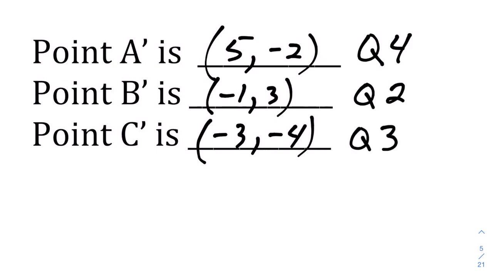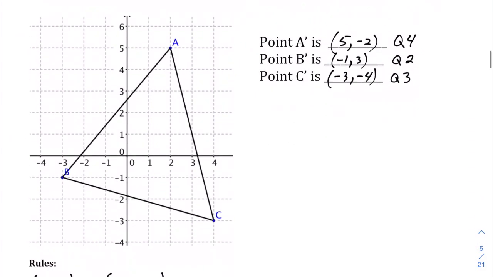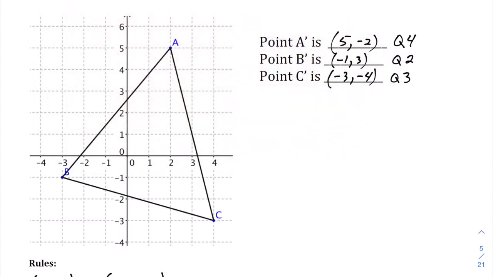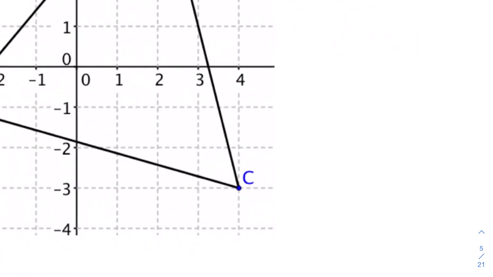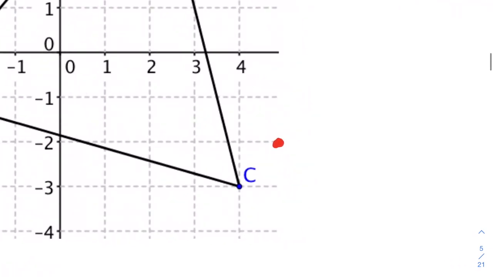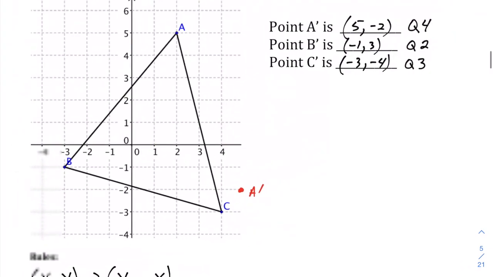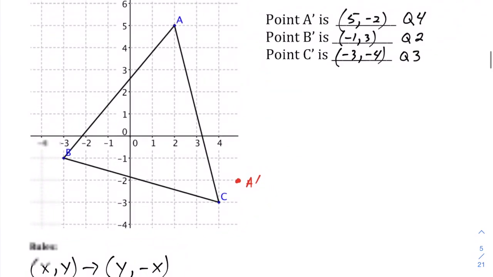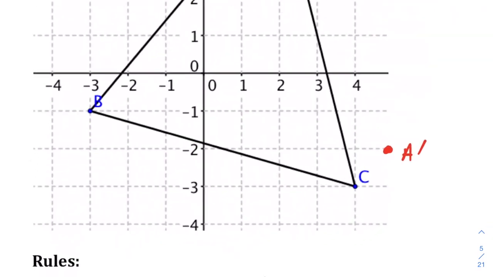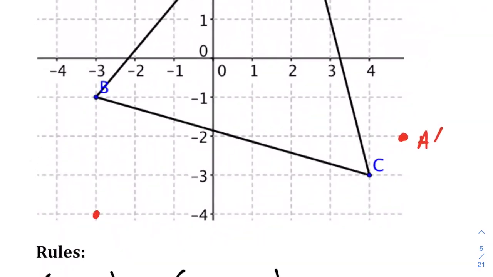I am now going to plot those points. So A prime is at 5, -2, and it looks like it went a little bit off, but you can make a pretty good estimation there. So this is going to be my A prime. B prime is at -1, 3. So -1 and 3, there is my B prime. And C prime is at -3 and -4. So this will be my C prime.